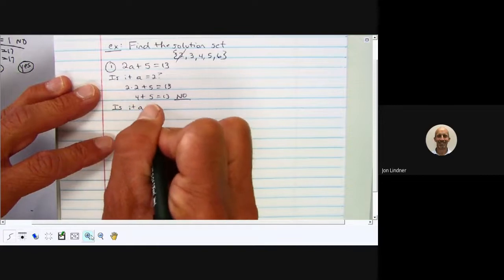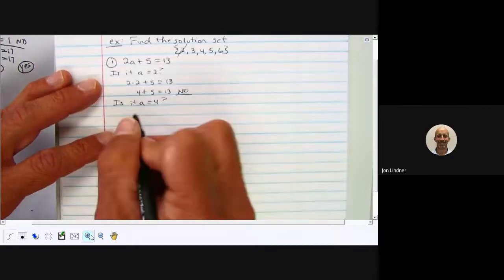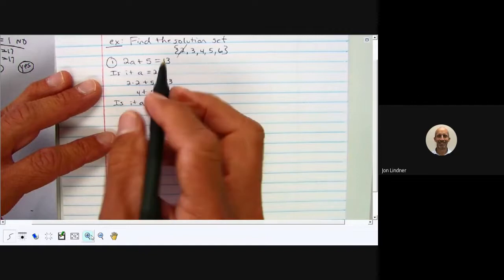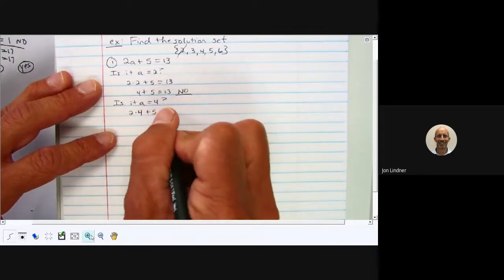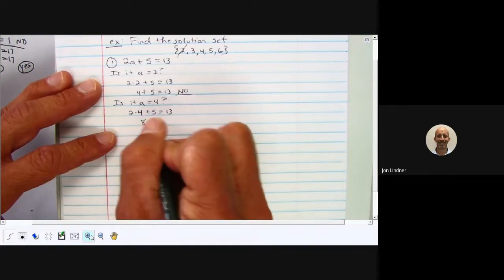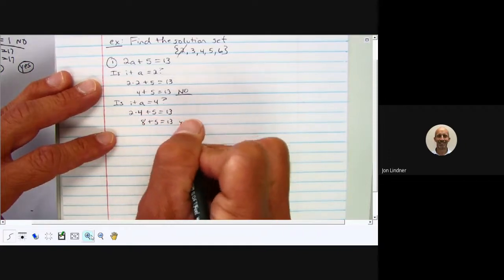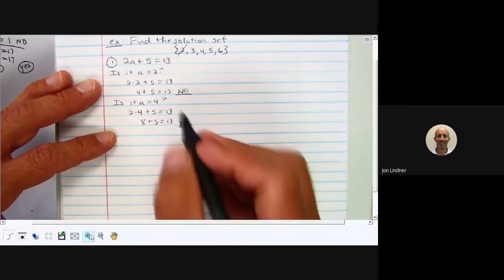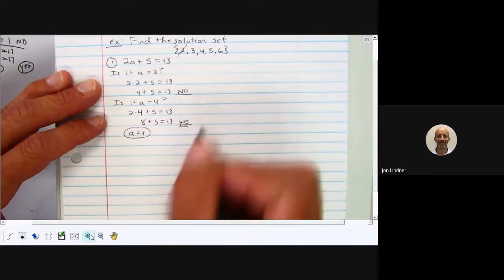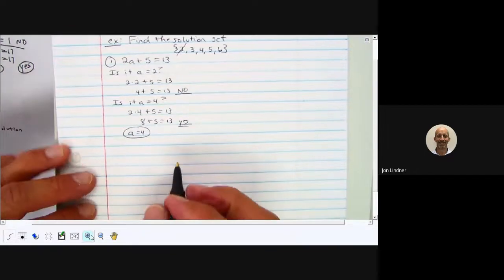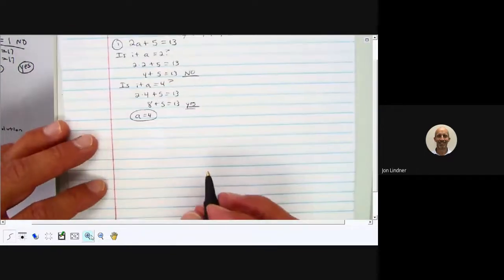Is it a equals 4? If it's 4, then putting the 4 in for a, 2 times 4 plus 5 equals 13. 8 plus 5 does equal 13. So we know that a equals 4. All right. So that's one type of problem that you could see.